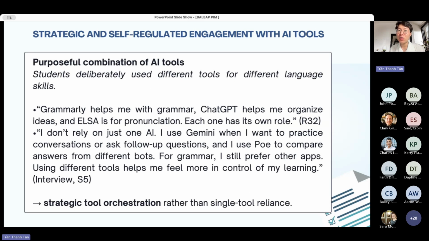Besides, the students also deliberately use different tools for different skills. For example, Grammarly helps them with grammar, ChatGPT helps them with organization, and Elsa Speak is for pronunciation. They also use Gemini to practice conversation and ask follow-up questions, and they use Poe to compare answers from different bots. For grammar, they refer to other apps as well. And we can see that they use AI strategically. This is like strategic tool orchestration. They combine tools rather than relying on a single tool.